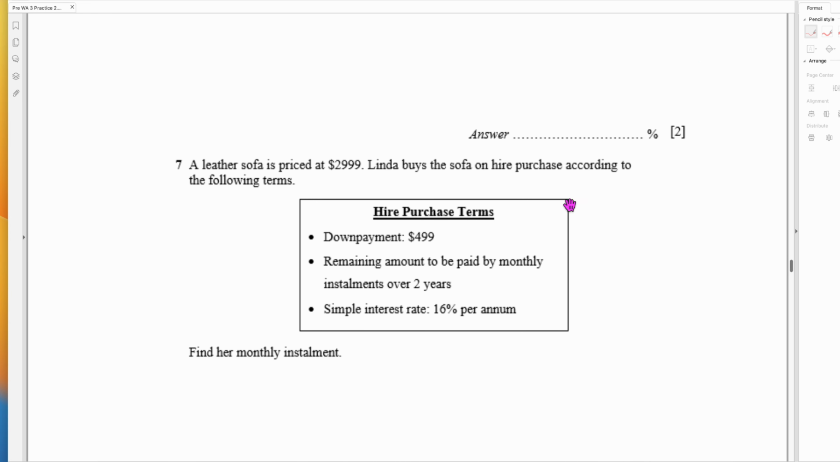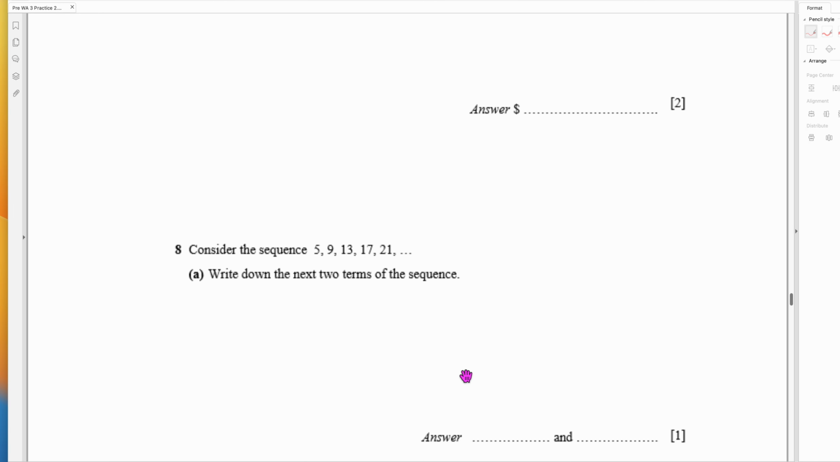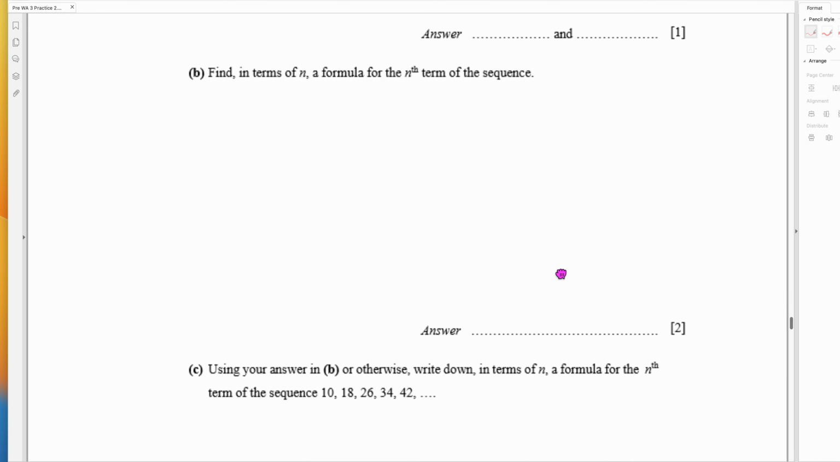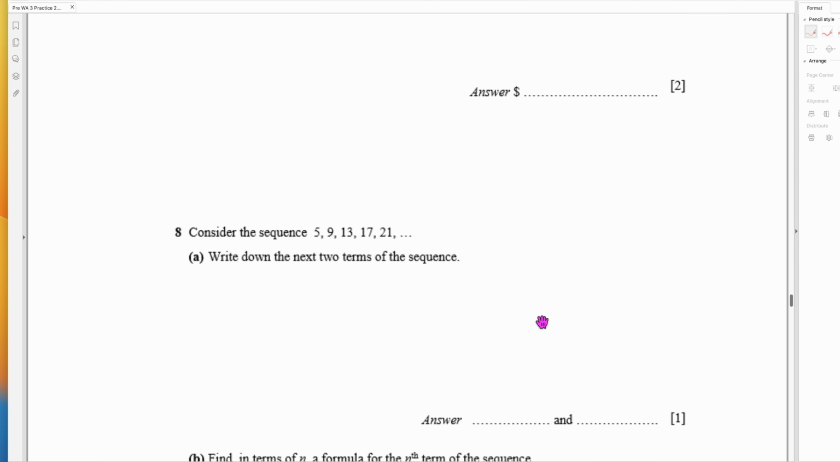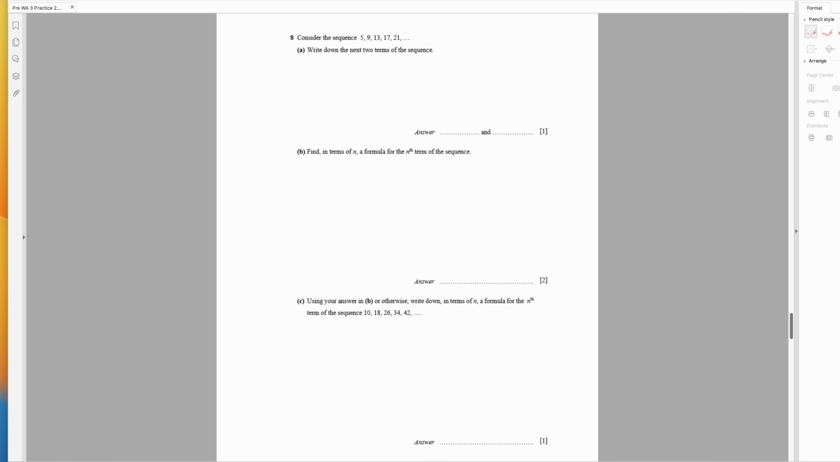Hire purchase. I love hire purchase. So hire purchase should be no problem. You see, this question is also very interesting. Maybe you should try this. This is another way they can ask you about the number pattern. I think you have no problem getting the A, B, but C, you see. Try it out. The whole thing.